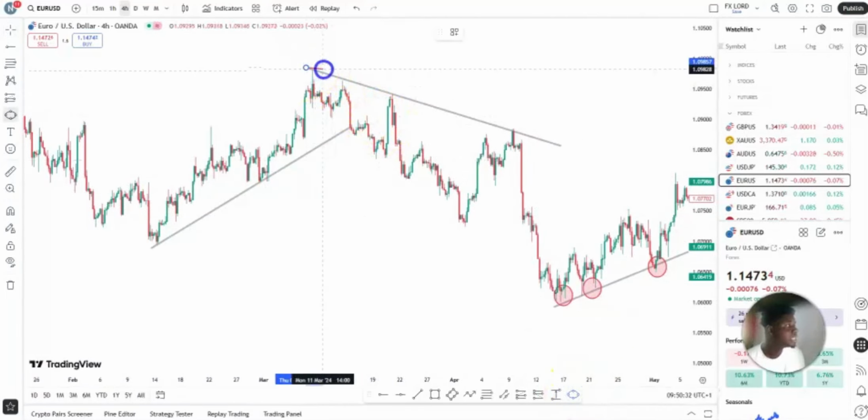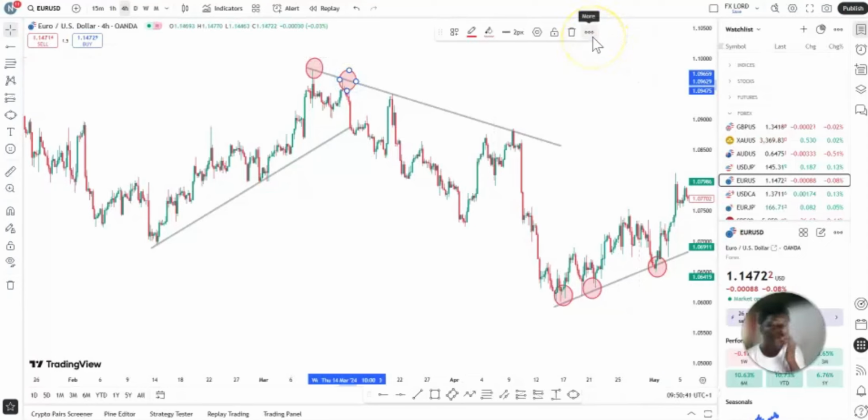Now, look at this. Market gets into this level, retrace back to the downside. And I told you, for a trend line to be solid, market has to get into that level for minimum of 2 to 3 times.